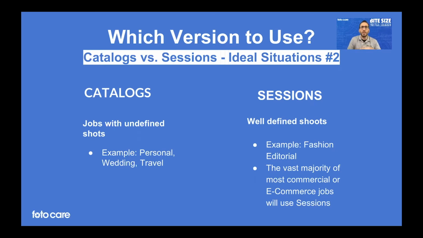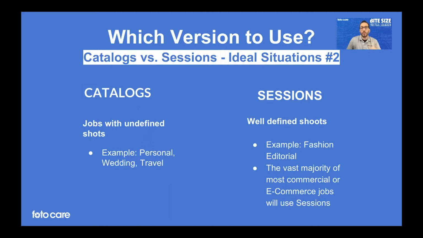Catalogs also work really well for jobs with undefined shots: personal work, wedding work, travel work, street photographers. You'll see a lot of people in the wedding portrait market who tend to use catalogs. Part of this is because of that holdover from, let's say, Lightroom, where it's the only way you can work, but also because it's a really smart way to organize, because of the way that catalogs work with virtual organization and your foldering options. We'll get to that in a second.